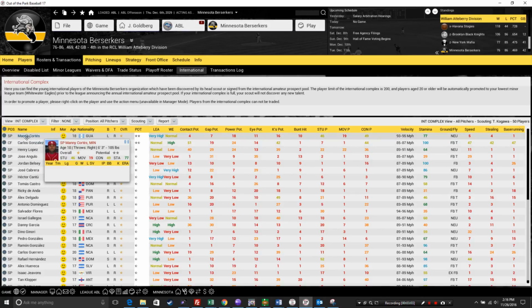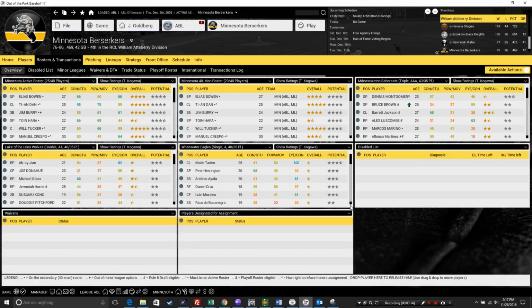Manny Cortez, starting pitcher, may also get a promotion here if I was still running them, but at this point I've moved probably 5 to 10 people to AAA in this area. And you can see, if I sort by age, there's a whole bunch of good players that have been moved up, like Daniel Cruz, etc.